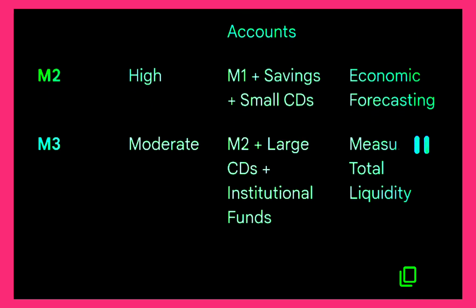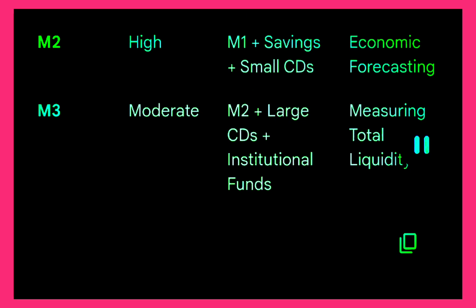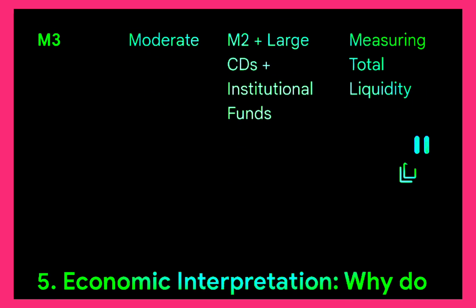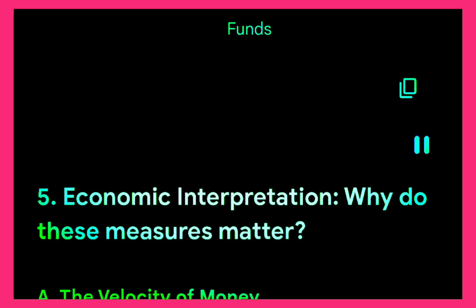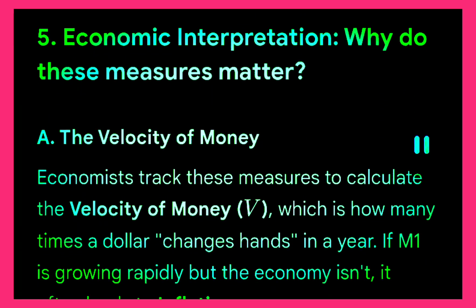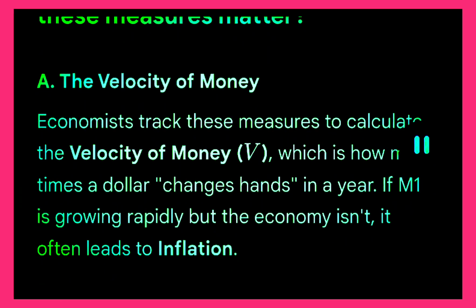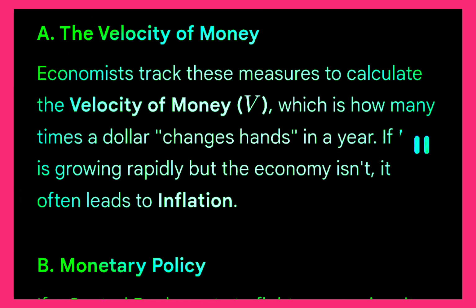5. Economic interpretation. Why do these measures matter? A. The velocity of money. Economists track these measures to calculate the velocity of money, V, which is how many times a dollar changes hands in a year. If M1 is growing rapidly but the economy isn't, it often leads to inflation.